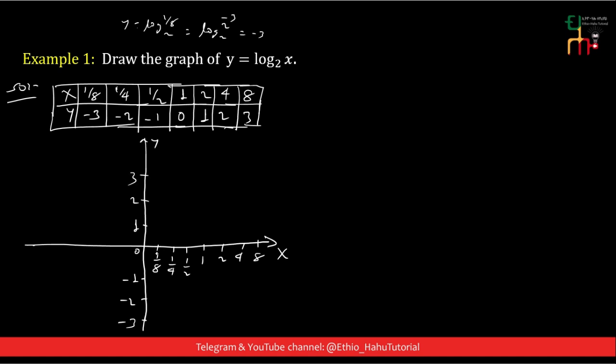When x is equal to 1 over 8, y is minus 3. When x is equal to 1 over 4, y is minus 2. When x is equal to 1 over 2, y is minus 1. When x is equal to 1, y is 0. When x is equal to 2, y is 1. When x is equal to 4, y is 2. And when x is equal to 8, y is 3. The graph looks like this one. This is the graph of y is equal to logarithm of x to the base 2.